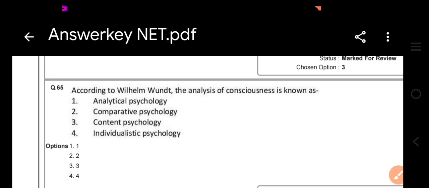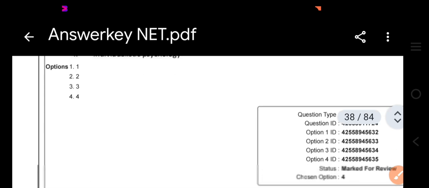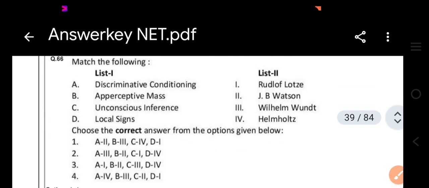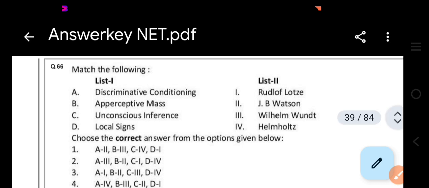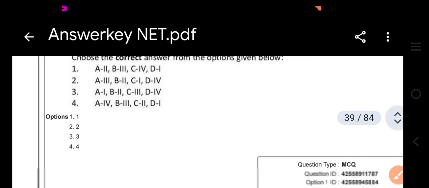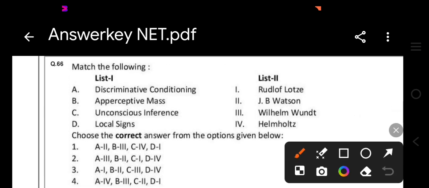So analytical psychology, comparative psychology, and individual psychology is a different context here. Now we are going to question number 66. Moving forward, it is a match the following question. So question number 66, option 1 is the correct one. How option 1 is the correct one, we will see.